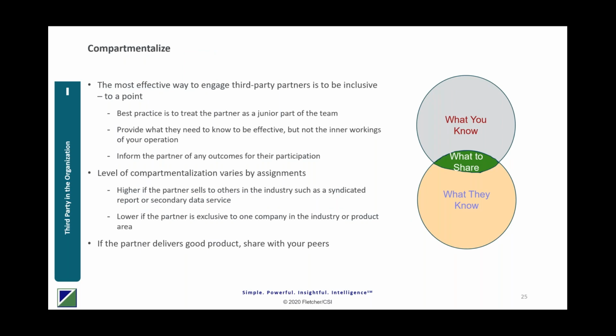An effective way to manage that is to compartmentalize. There's a lot of information you know. There's a lot of information they know. And then there's information that you have to share between the two of you. Treat them as a junior partner on your team. They only need to know what they need to know, nothing more. Let them know about the outcomes. That's one of the more important things of a long-term relationship. Who is my partner? What do they know? What was the result of this? Let them be aware that their information, what they've done for you, has had an impact on it.